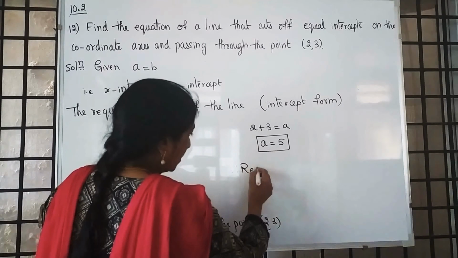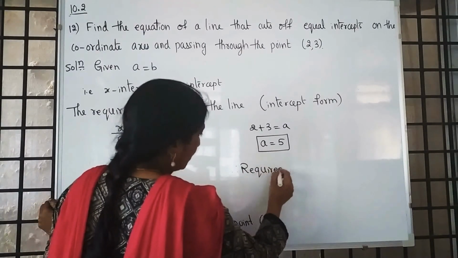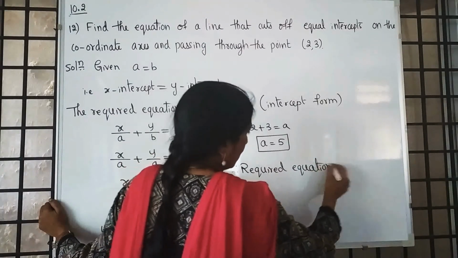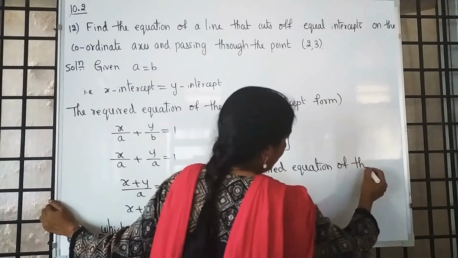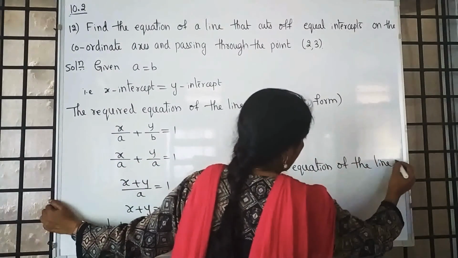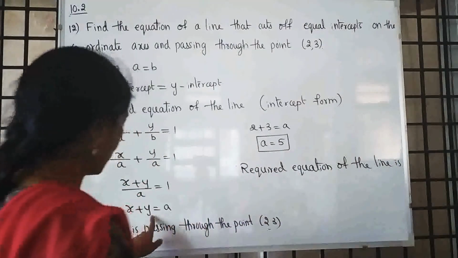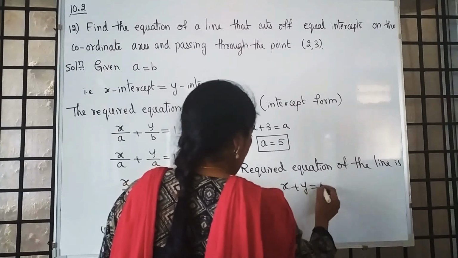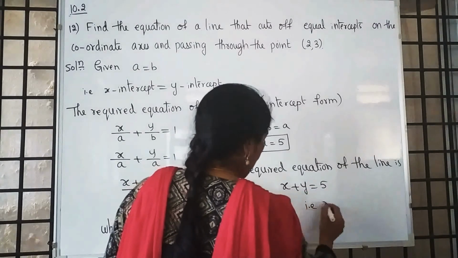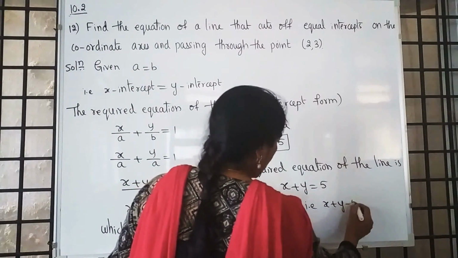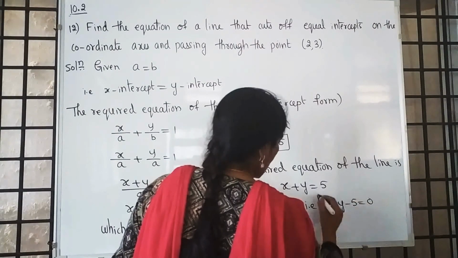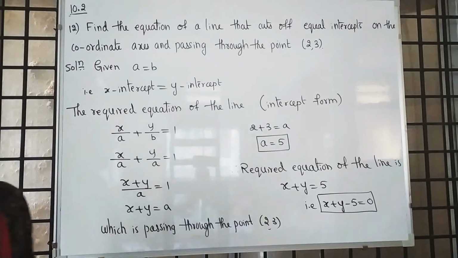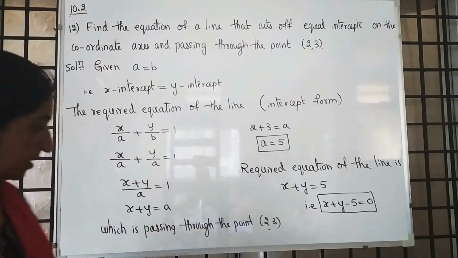Therefore, required equation of the line is, write down in this equation, x plus y is equal to a, x plus y is equal to 5, or you can write x plus y minus 5 is equal to 0. Understood? Now moving to the next question, that is the question number 13.